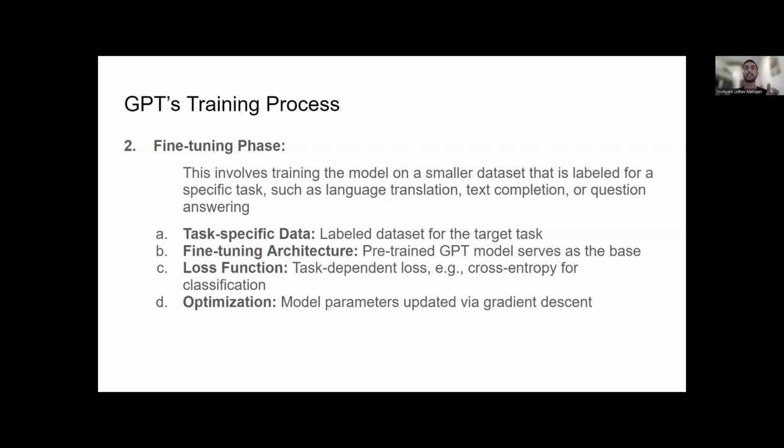The pre-trained GPT model is used as the base architecture. Then the task-specific data is used to fine-tune the model's weights through backpropagation. Then we also fine-tune the loss function depending on the task, such as classification tasks use cross entropy. Then we also perform optimization, such as gradient descent, or a similar optimization algorithm, used to update the model's parameters based on the loss calculated during each iteration of fine-tuning. That's how the GPT models are trained.